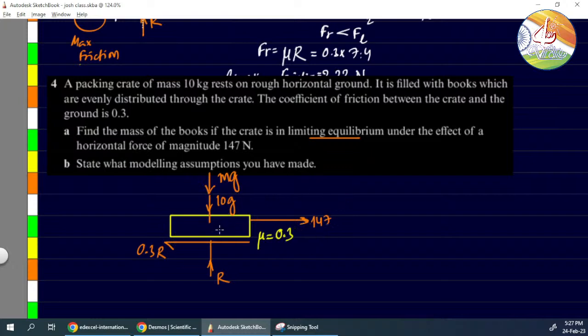Now, find the mass of the books if the crate is in limiting equilibrium under the effect of 147. So 147 newtons is bringing it into equilibrium. We have to find the mass of the books. That means m we need to find. So ready? Let's go ahead and find m.